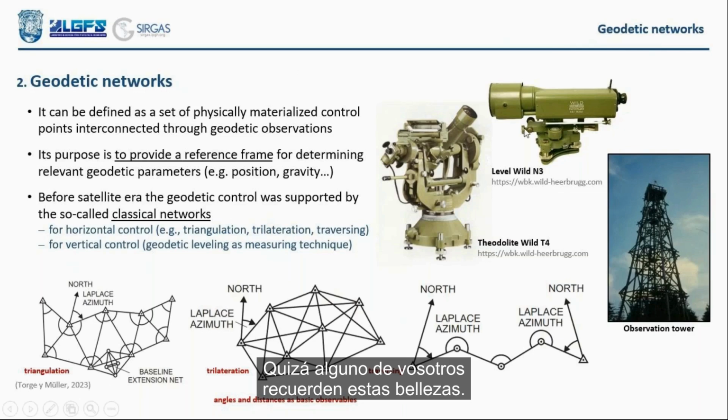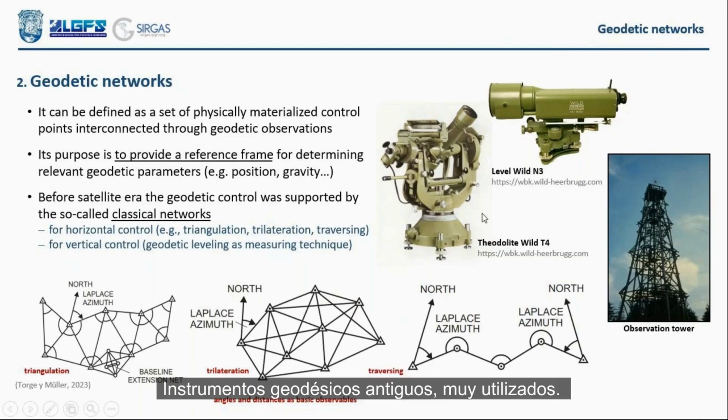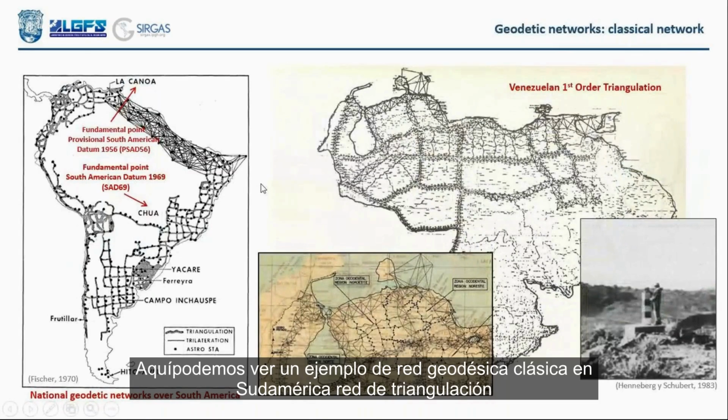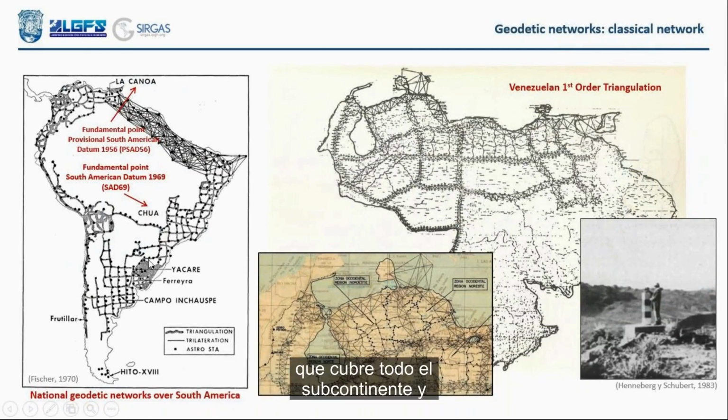Here, maybe you remember, or one of you remembers, these beauties, old-fashioned geodetic instruments. And we have here an example of a classical geodetic network in South America, a triangulation network covering the whole subcontinent, and a national triangulation network in the case of Venezuela, the first order triangulation in Venezuela.